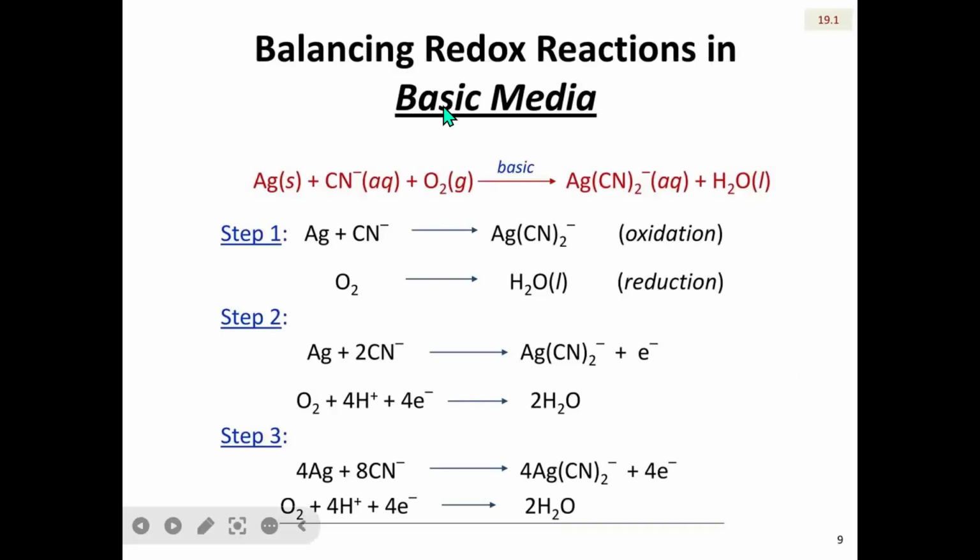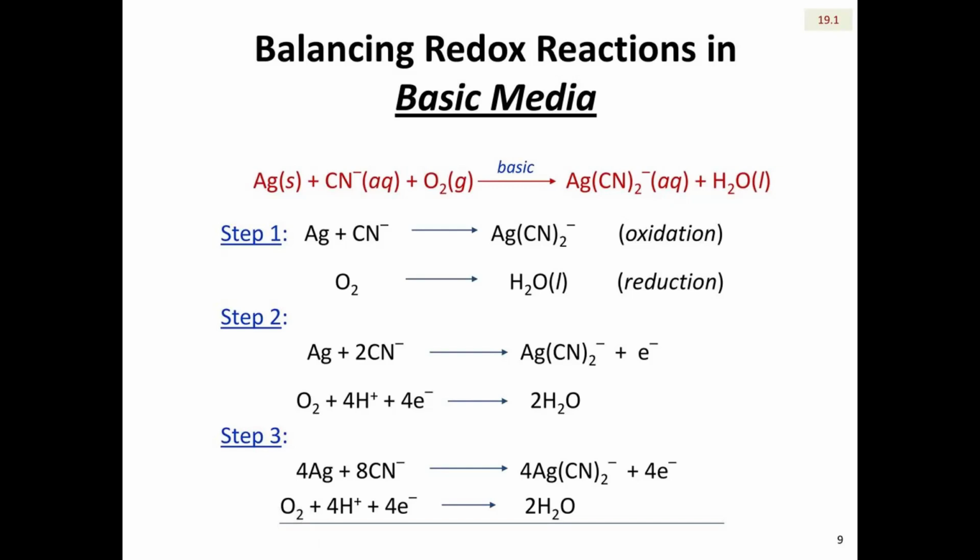So let's look at this equation. Let's look at now how we are going to balance this equation. So now we have silver reacting with cyanide, CN⁻, plus oxygen to give silver cyanide plus water. So how are we now going to balance this equation?